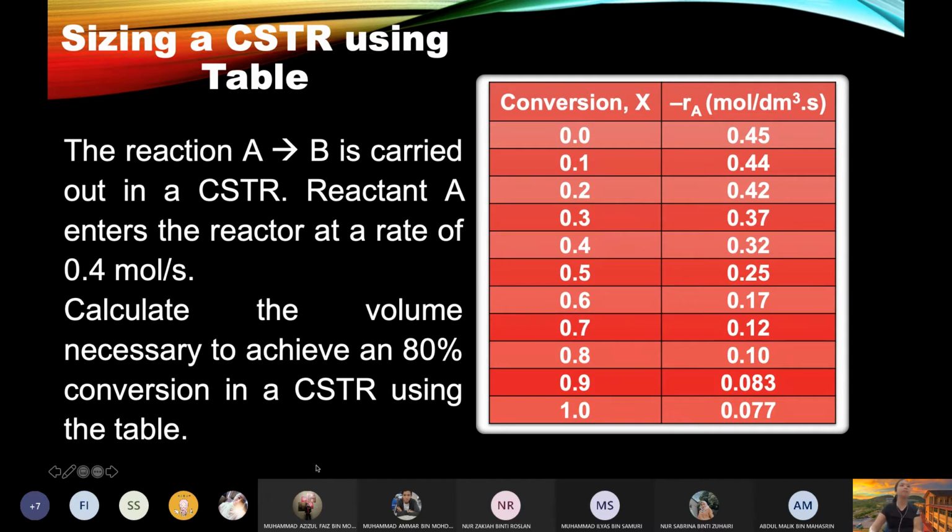Before you forget, to understand this table: when the conversion is 0, minus RA is 0.45. When the conversion is 0.1, minus RA is 0.44, and so on and so forth. Don't forget the conversion is in the form of a fraction. As I told you, sometimes conversion is given as a percentage, sometimes as a fraction. But remember, if it is given as a percentage, please convert it into a fraction. The calculation must be based on fraction, it cannot be based on percentage. So when our conversion is 0.8, or 80%, the rate of reaction minus RA is 0.10.